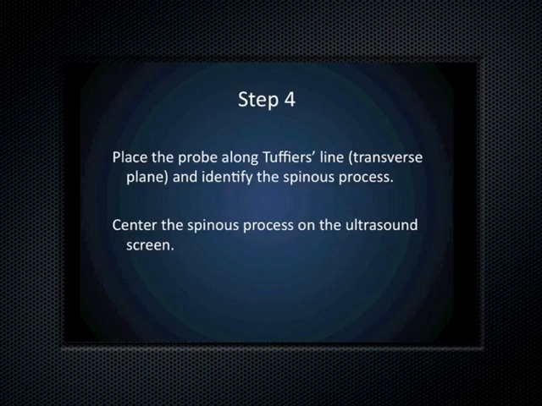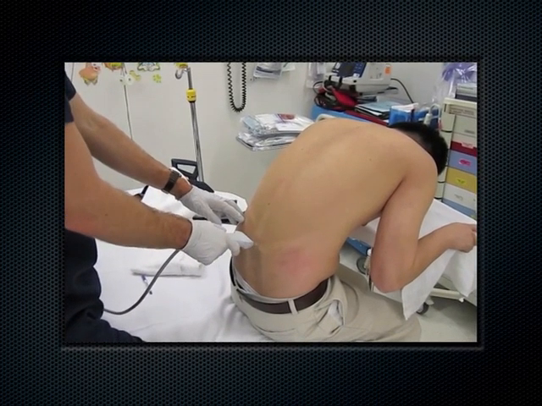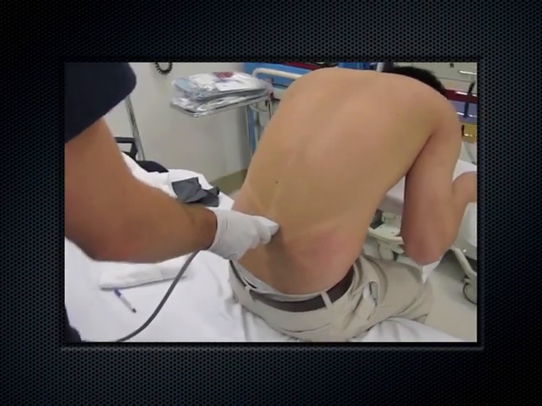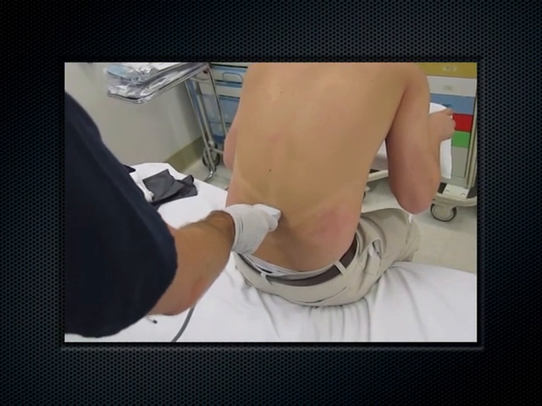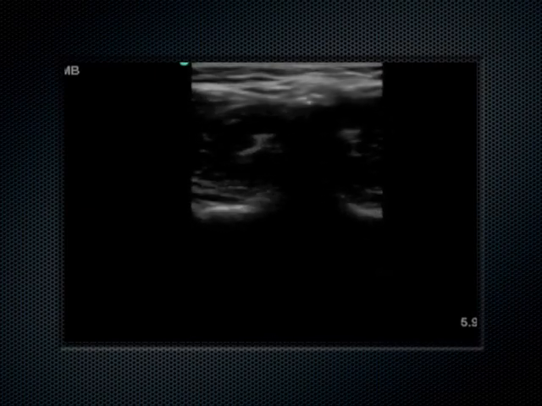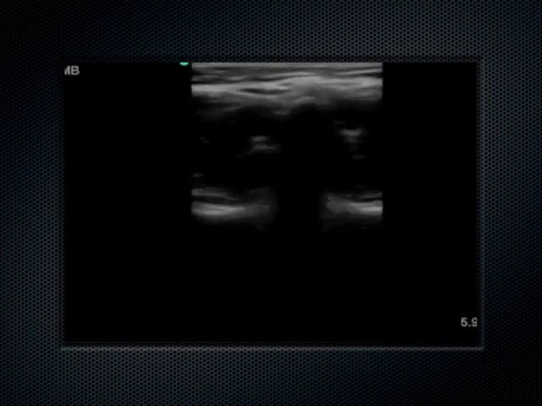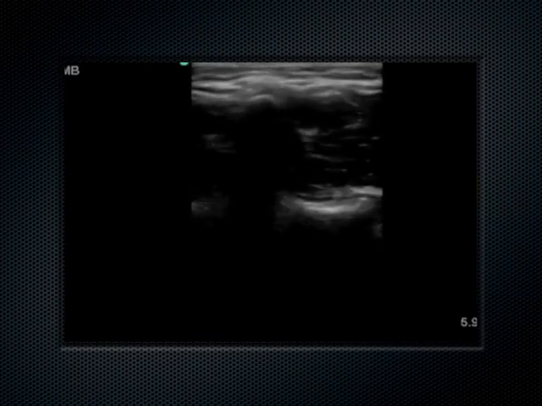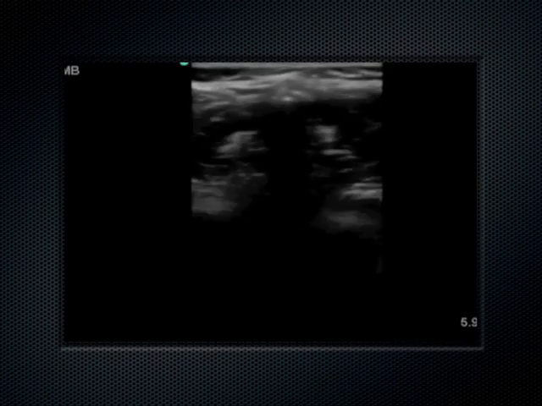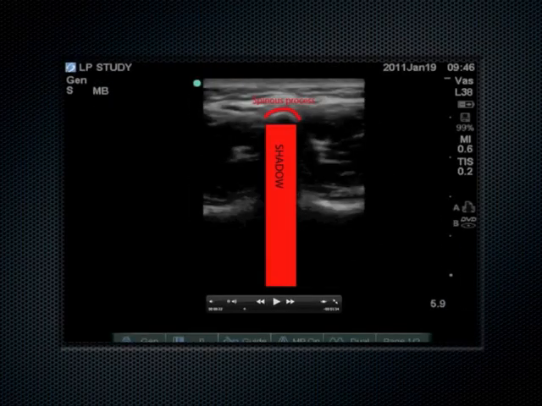Next, you are going to place the ultrasound probe along this Tufier's line in a transverse plane. In this orientation, you are going to keep the ultrasound probe marker to your left and to the patient's left. Now you need to find the spinous process and center it in the middle of the screen. This will appear as a hyperechoic rim with shadowing behind it. You may need to make some small adjustments up and down and side to side with the probe in order to get this image centered in the middle of the screen.